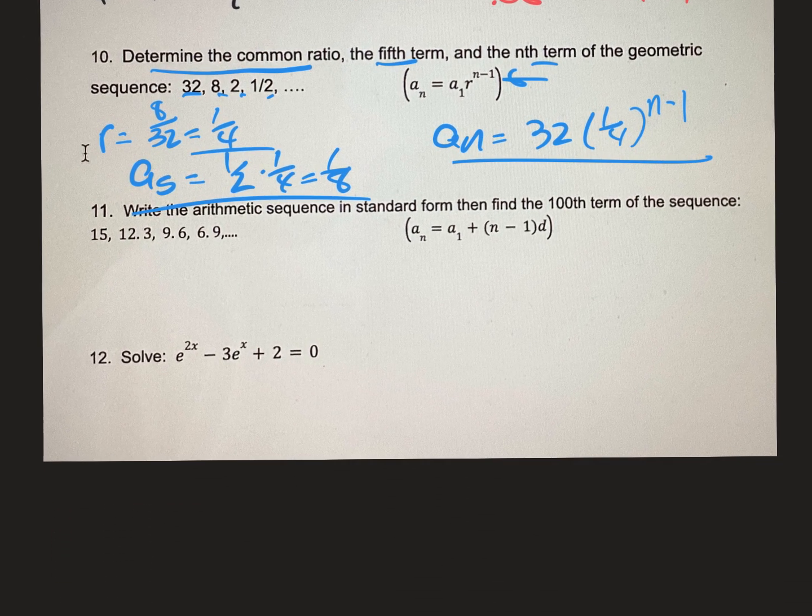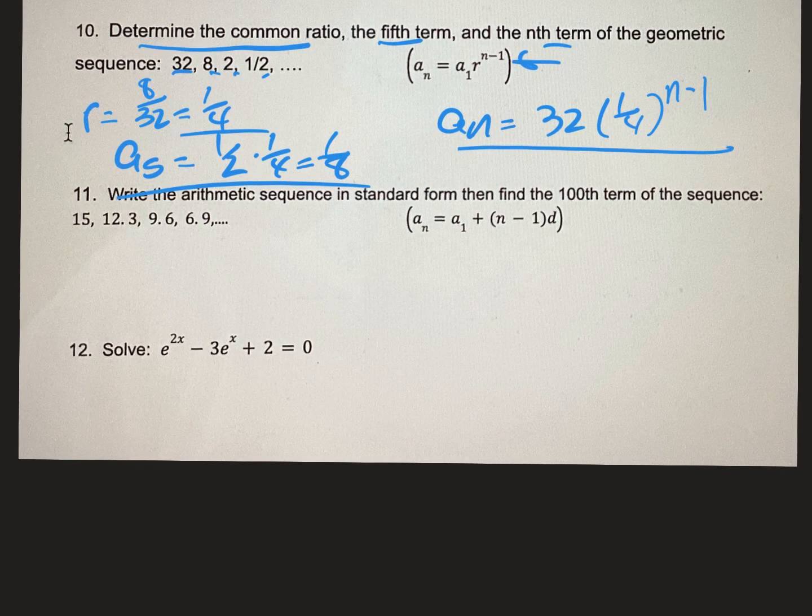Number 11, much the same except it's arithmetic. It says write the arithmetic sequence in standard form and then find the 100th term. See if you remember this. Standard form, the d always goes in front of your n. Well, the d this time is negative 2.7, which is kind of a weird d that goes in front of your n. Now, question becomes, what do you do to the negative 2.7 to get 15? We're going to add something. So I'm going to do 15 minus negative 2.7 to find out. And you would be adding 17.7. So that's one standard form.